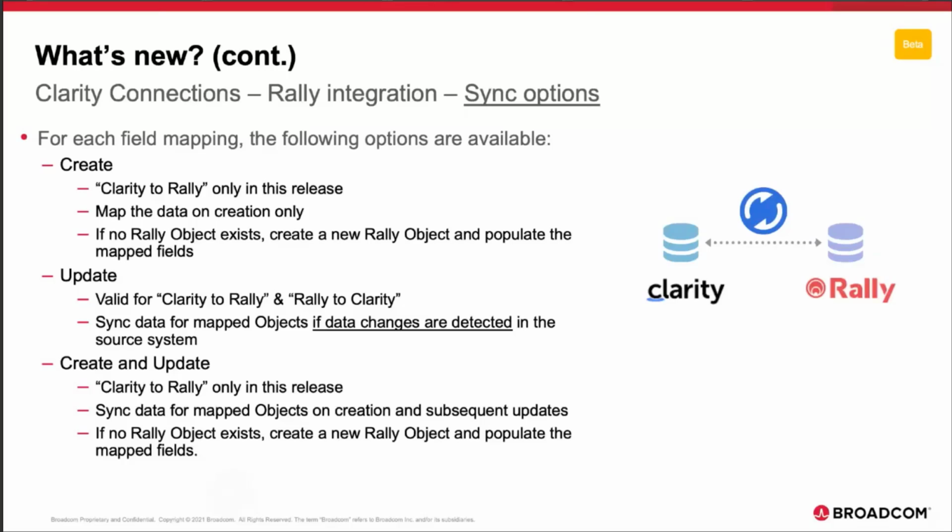From a create and update perspective, the sync direction creates new Rally portfolio items and then performs the update very much like it does in the create function. Clarity to Rally is the only direction supported in this release. And then the system syncs data for mapped objects on creation and subsequent updates. Now I'll show you all this. As with the create flow, if no Rally object exists, the sync job will create a new Rally object and populate the mapped fields.